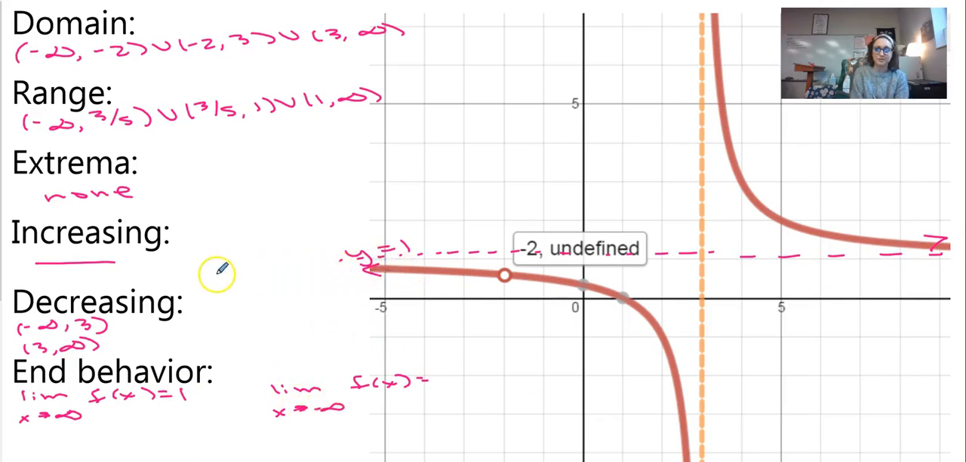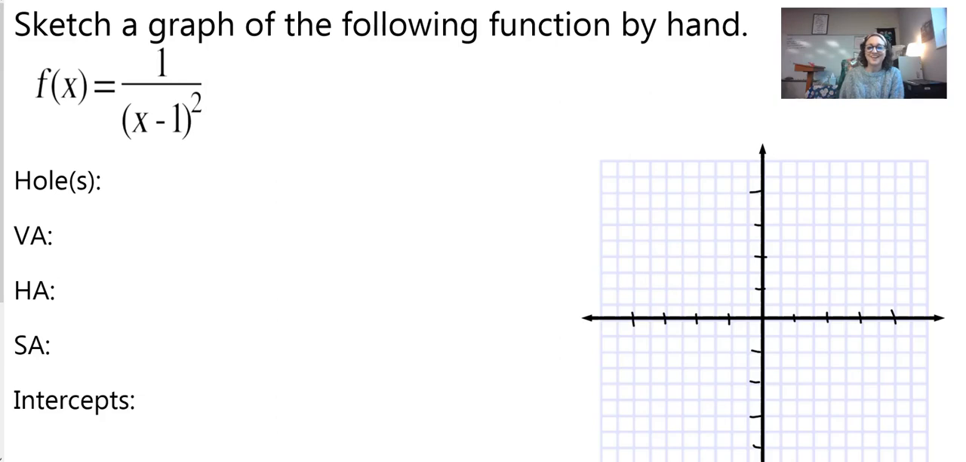We keep moving, moving, moving. We just get closer and closer to y equals 1. So that's how we write our end behavior. All right, go ahead and force a pause on your screen and copy what I have.